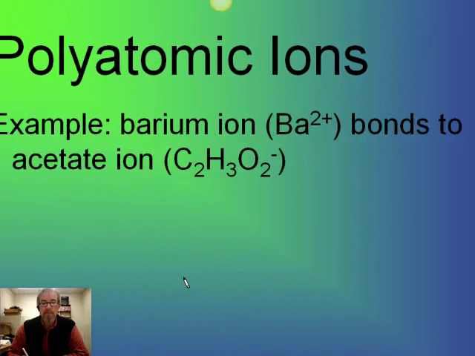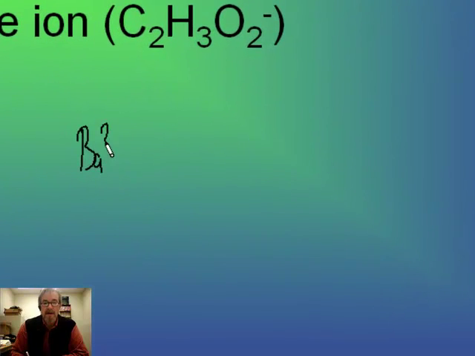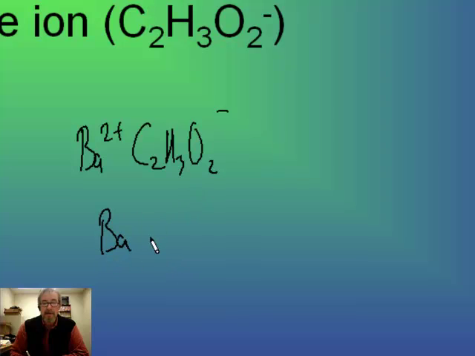Barium bonds with acetate. Barium is 2 plus. Acetate, C2H3O2 1 minus. When I charge swap, I'm going to have parentheses around my acetate. Barium doesn't get a subscript because the charge on acetate is 1. So there's my formula right there.